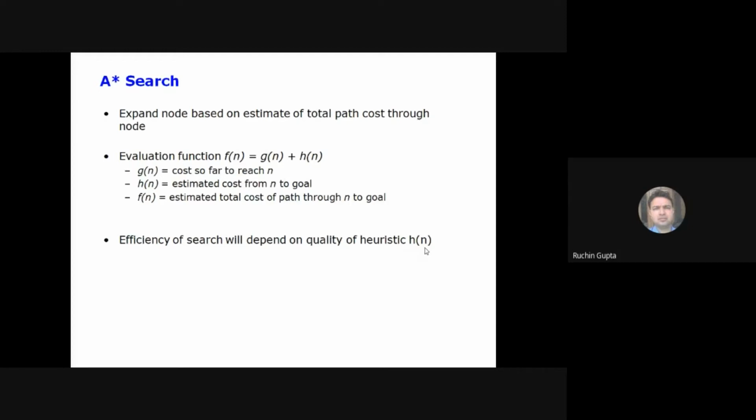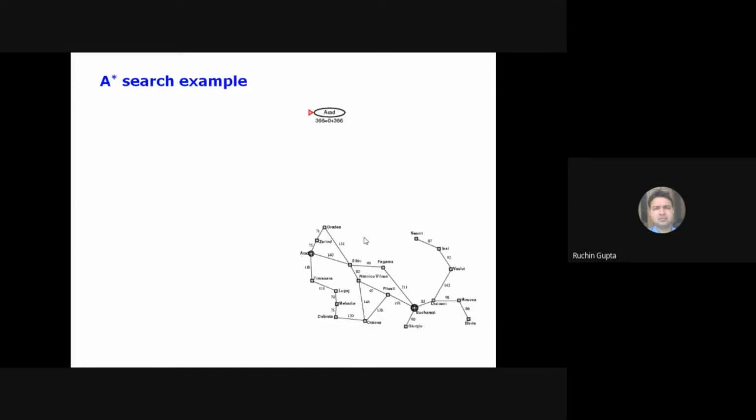So we will see the example of this A star search. Definitely the A star search is better than the previous one, greedy best first search, because it has a guarantee that it will always give me an optimal solution of the problem. So we look at the example. We have the same example.